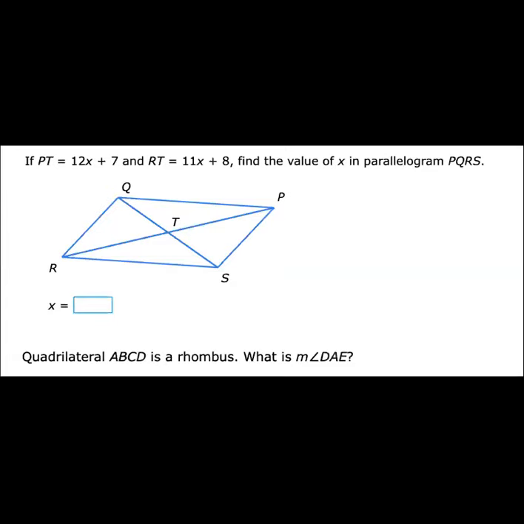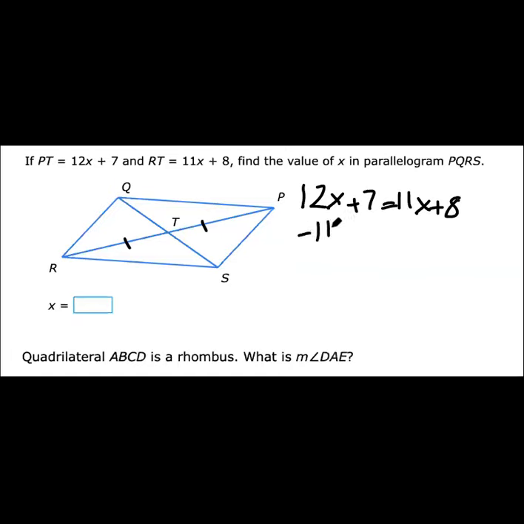So you got PT is equal to 12x plus 7, and you have RT is equal to 11x plus 8. Okay, so those are going to be PT, which is going to be this one right there, and RT, which is going to be that one right there. So those should be equal lengths. So that means we can make them equal to each other to solve for our variable x. Okay, so you got 12x plus 7 is equal to 11x plus 8.